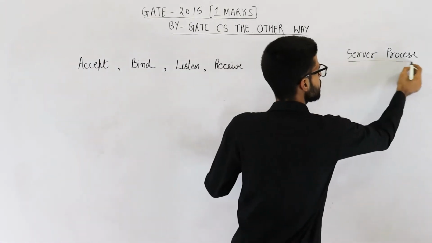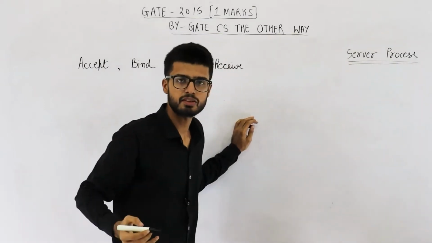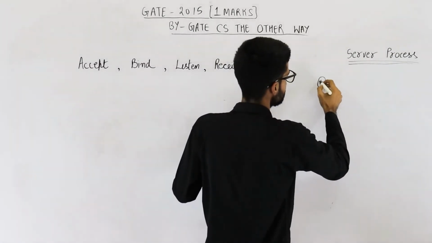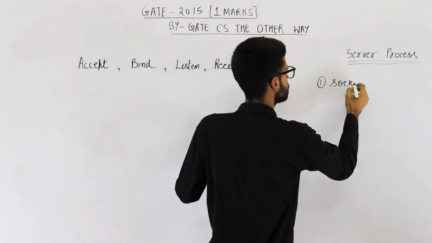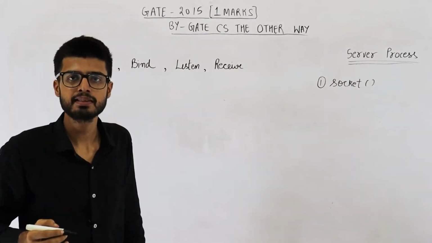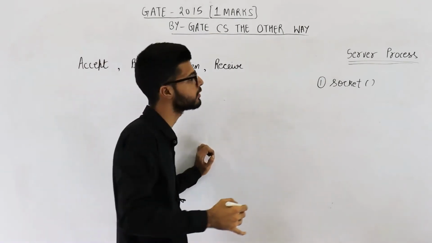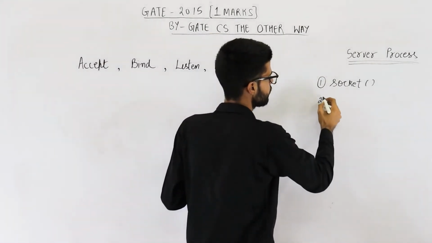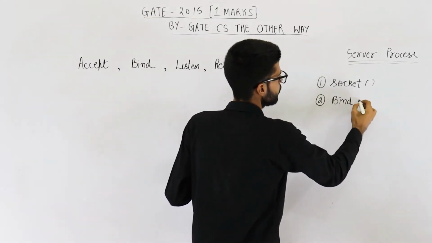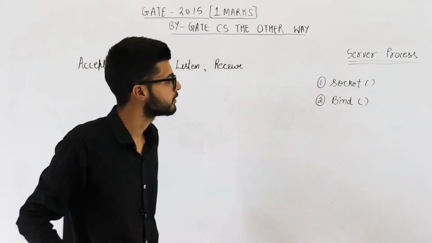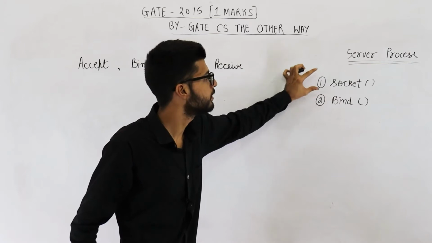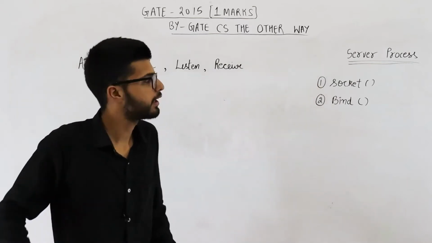So a server process, it will first of all create a socket. For creating a socket, we have socket system call. So first system call will be socket. After creating a socket, we need to give a IP address and a port number to that socket. We have already seen that socket identifies a process uniquely using 48 bits. So to give a IP address and a port number, we execute bind system call. So we will bind this socket to some 48-bit number.